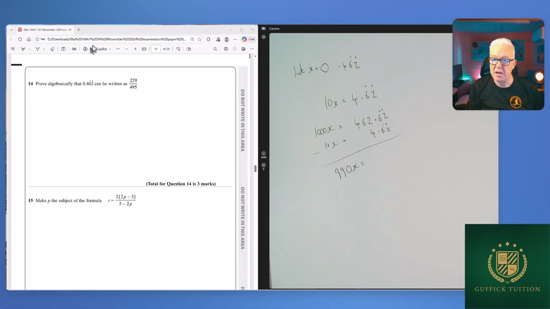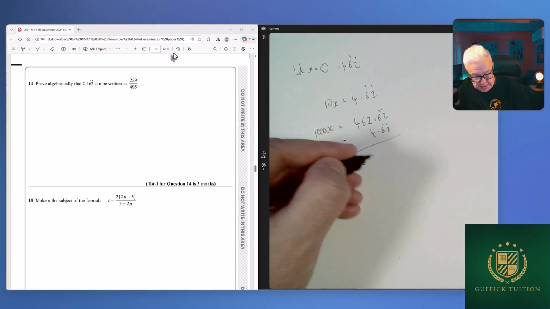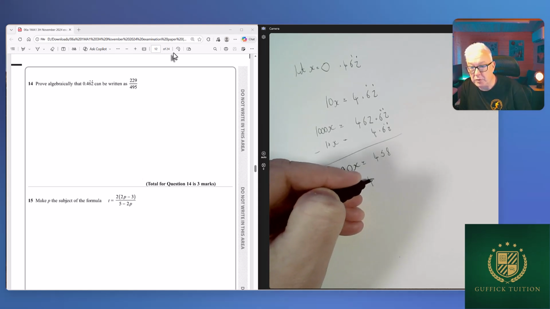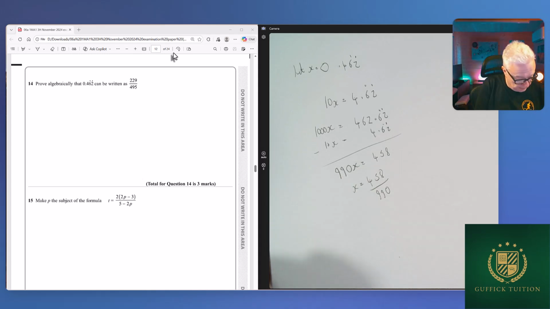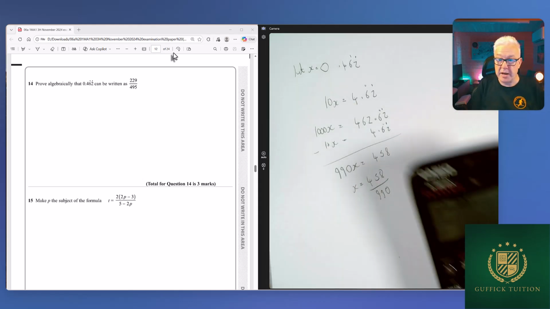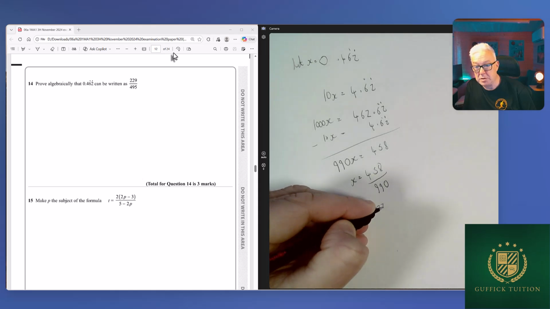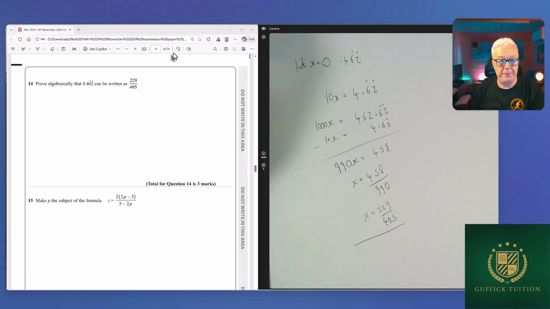So we're going to have 990x over here, and this is going to equal, let's see what it's going to equal when we take this away, 458. So therefore x is equal to 458 divided by 990. So 458 divided by 990 is the same as 229/495. So that is equal to 229/495 as required, and that's that one done.